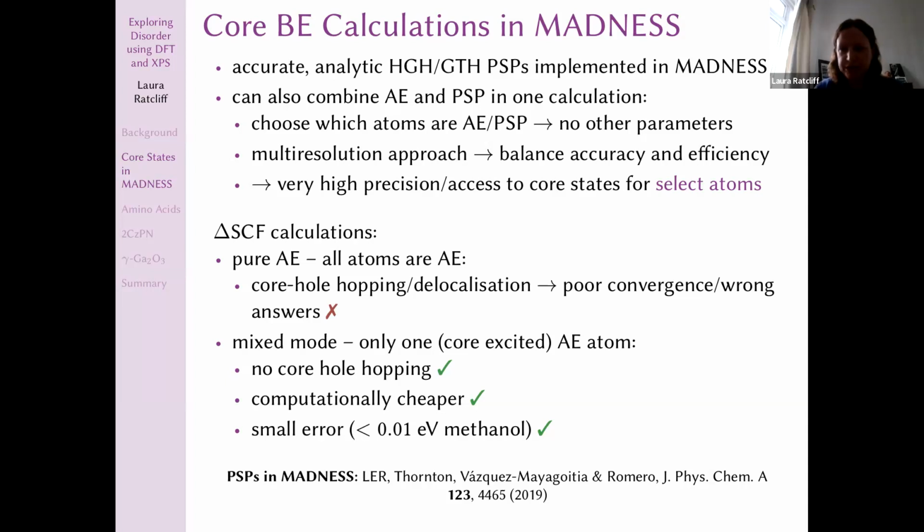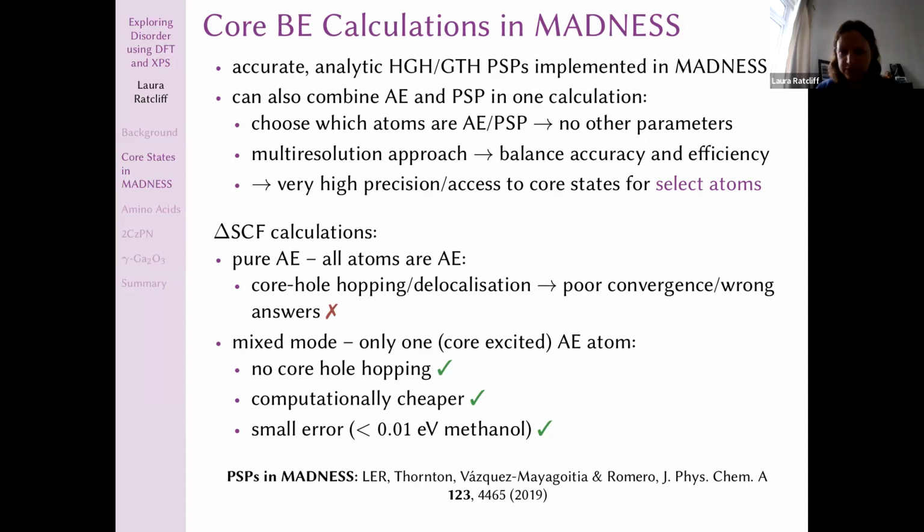It's also cheaper because by removing many of the core electrons from the system, we're reducing the number of electrons we want to treat. So this makes the cost overall cheaper, which is important, as I mentioned, in DeltaSCF, where we might have to do lots of calculations if we've got lots of core states of interest. And the error induced by doing this is generally very small. We've tested, for example, with methanol, and the difference in the core binding energies between this mixed approach and the pure all-electron approach is of the order of 0.01 electron volts.